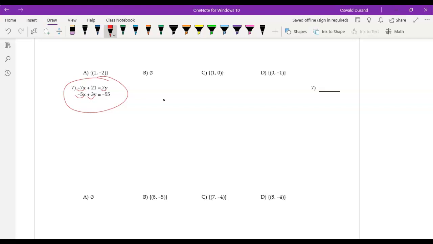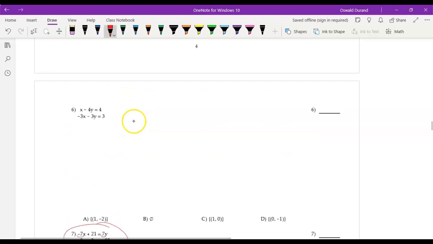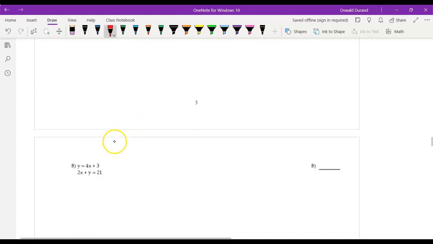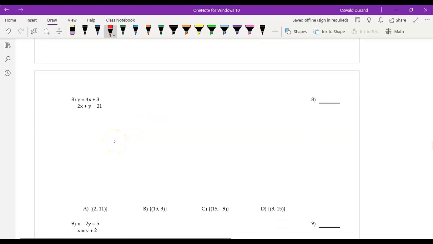But you will try to avoid. What you want is a clean variable that is by itself, just like we did previously in this one, for example. Let me just look for another one. This one is perfect because it's already set to y. So you see that y equals 4x plus 3, you're all set. All you have to do is plug in 4x plus 3 into y and you start the process.